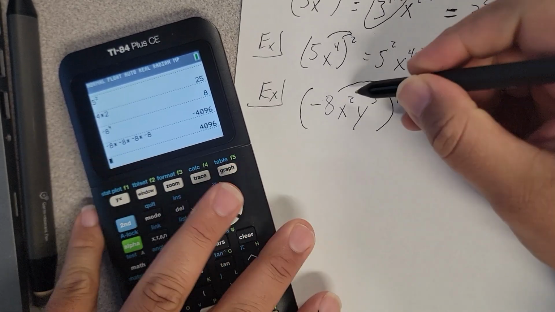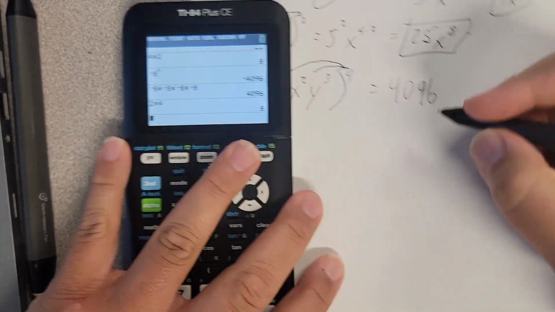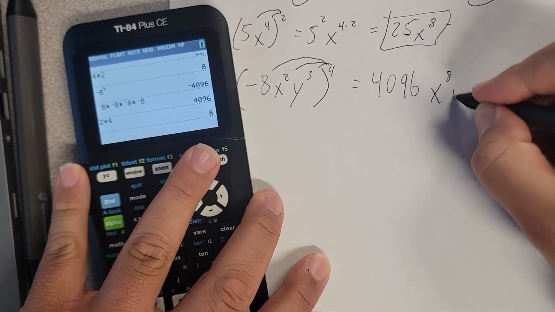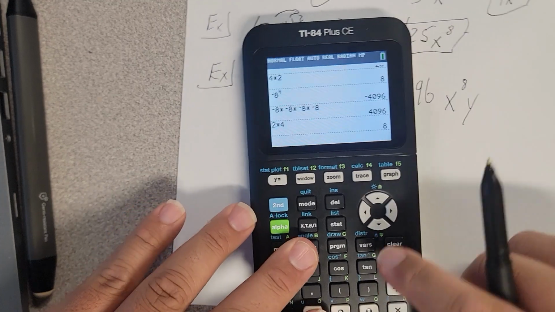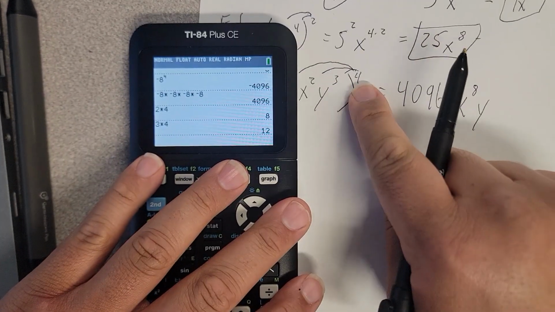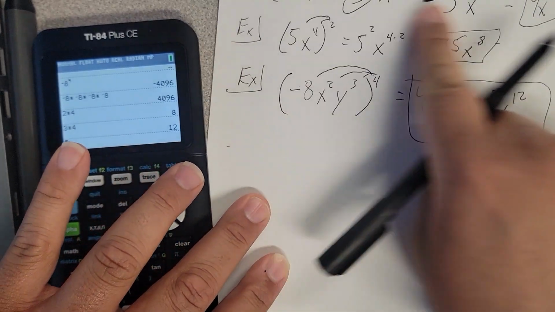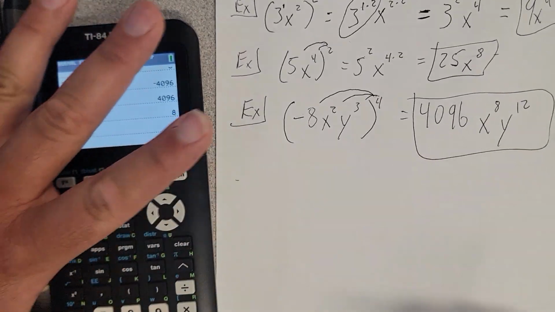Now right here, guys, this is normal. What is 2 times 4? Well, let's put it here. 2 times 4, so I'm gonna put x to the 8th power. Then I have this y right here, 3 times 4. It's always the inside times the outside. So a little 12. So you see, we don't have to keep rewriting it all the time. We can just do it like that.